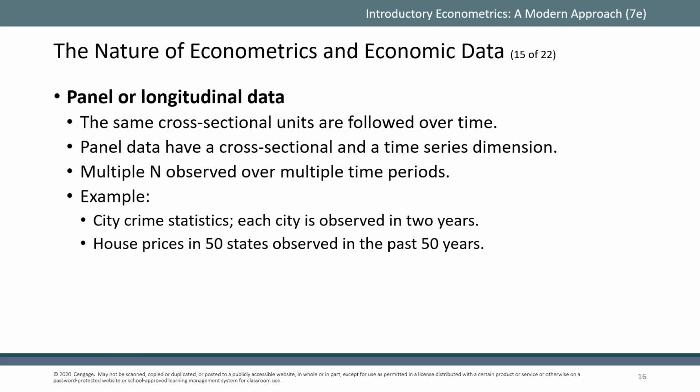Two more examples are city crime statistics, and here you observe crime statistics for multiple cities over multiple time periods. And similarly, if you observe house prices in 50 states over the period of time in the last 50 years, that data set will be called a panel data set.